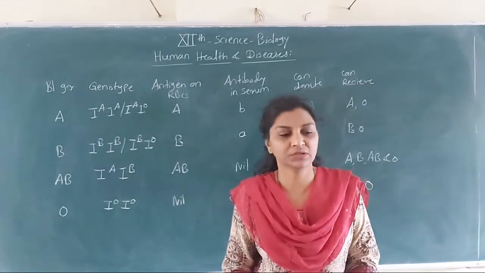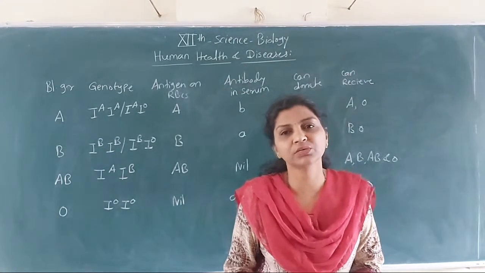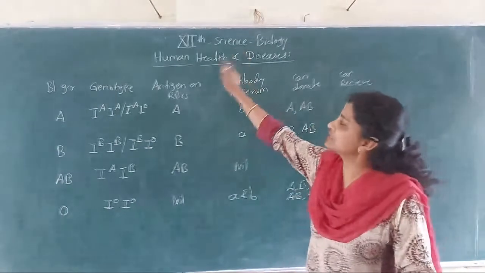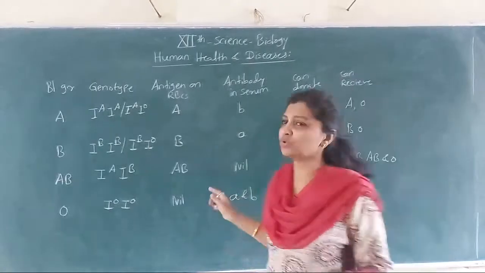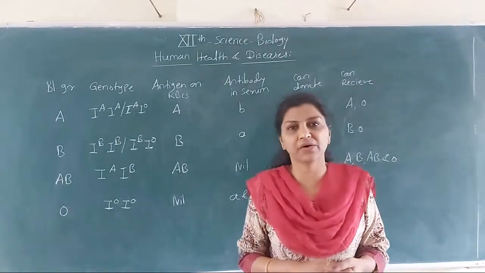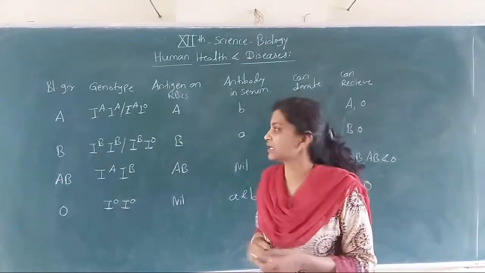Hello everyone. Today we are going to continue the chapter that is human health and disease. So let us continue with the blood groups. In the last lecture we have already studied the two blood groups, that is A and B.